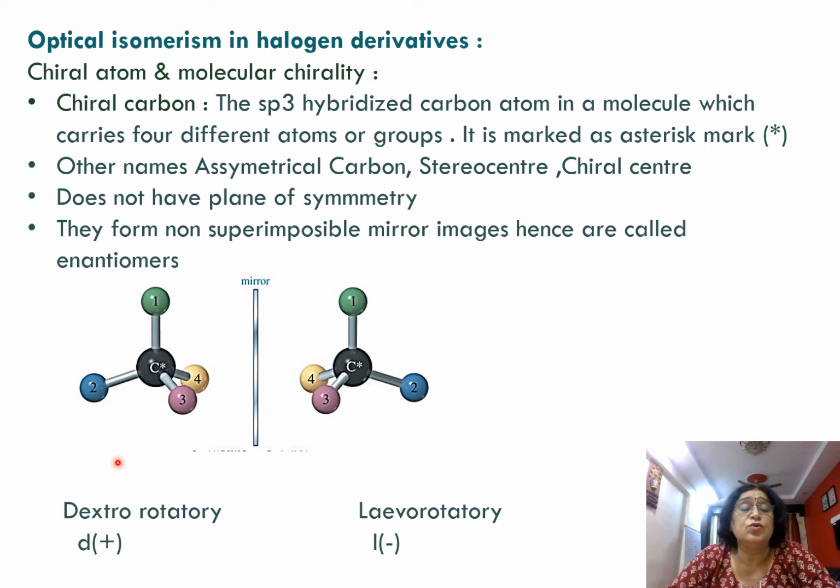So one is dextrorotatory, that rotates the plane polarized light in the clockwise direction, and another is known as levorotatory, that rotates the plane polarized light in the left, anti-clockwise direction. And dextrorotatory is represented by small d and the plus sign, and levorotatory is represented by small l and the minus sign. Clear?